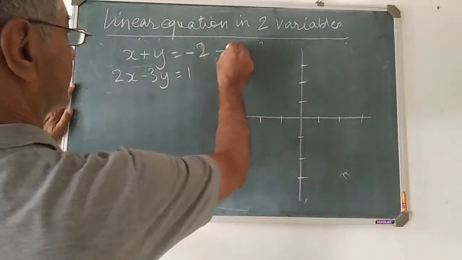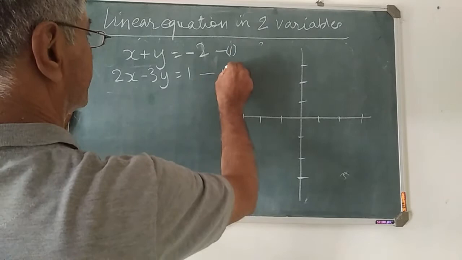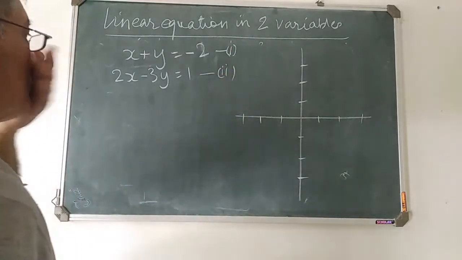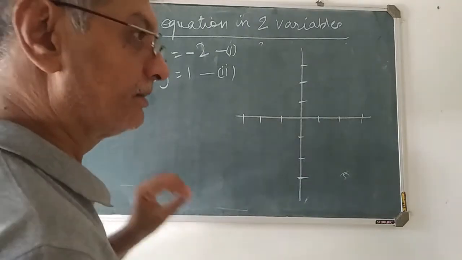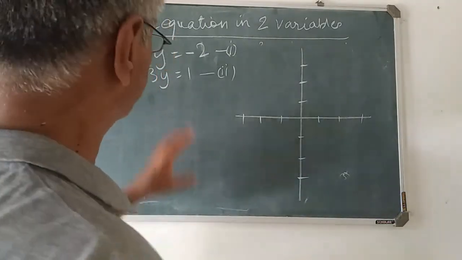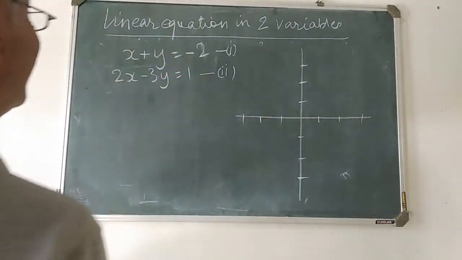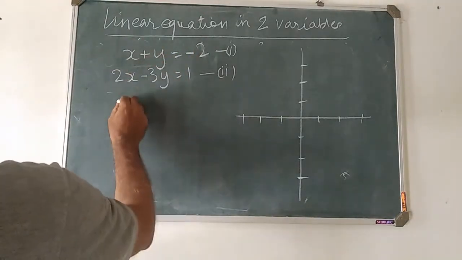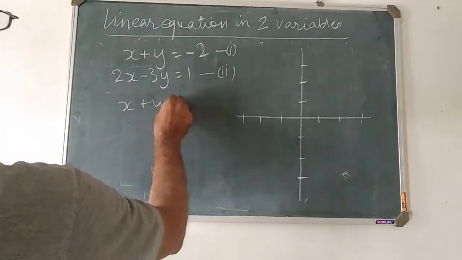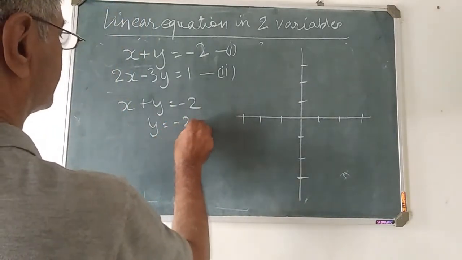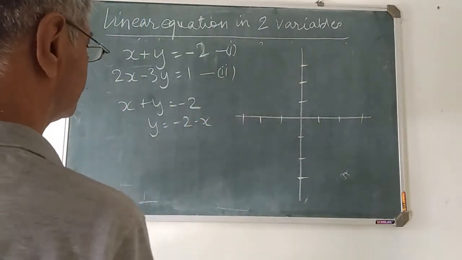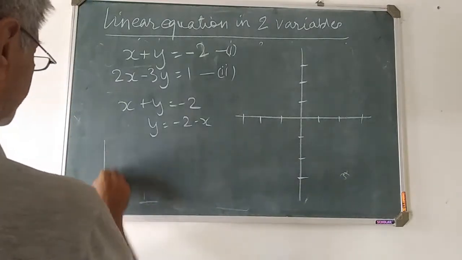This is equation 1 and this is equation 2. I think you should stop the video after this is finished and draw the whole thing so that you realize how it is done. Let's take the first one. x plus y is equal to minus 2, so y is equal to minus 2 minus x. Let us make that column.